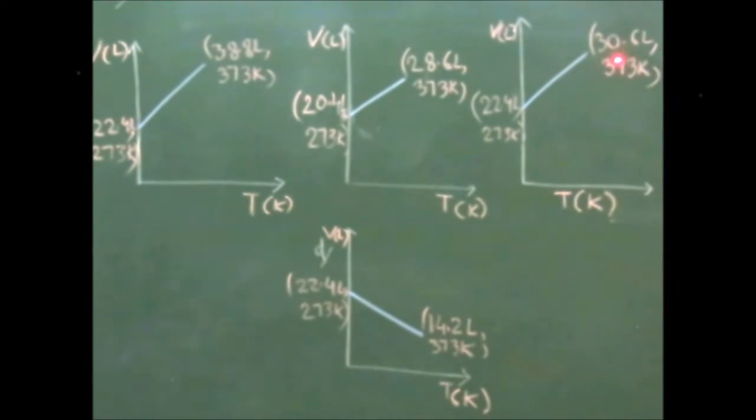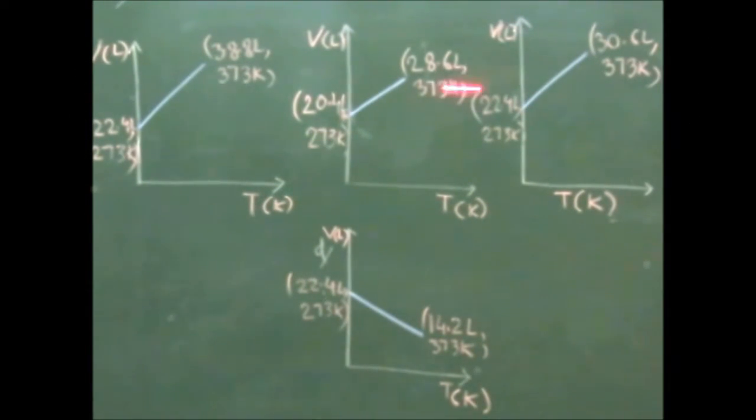Now here we need to check whether at 373 Kelvin the volume is 30.6 liters or not. In the fourth option, this is logically incorrect. With the increase of temperature, the volume should increase, and it is decreasing. So both B and D options are incorrect. So the answer should be either A or C.